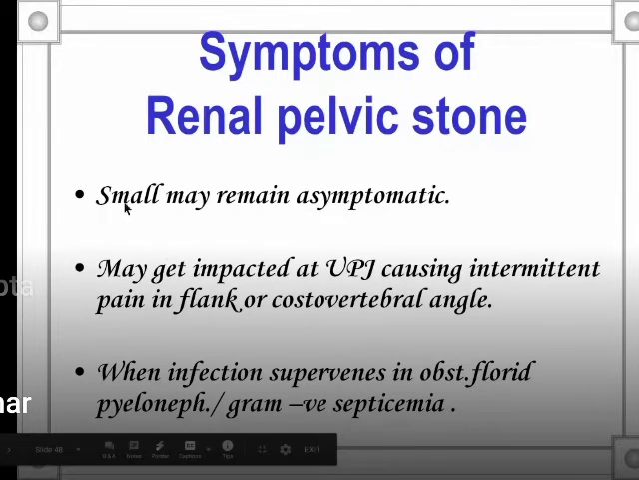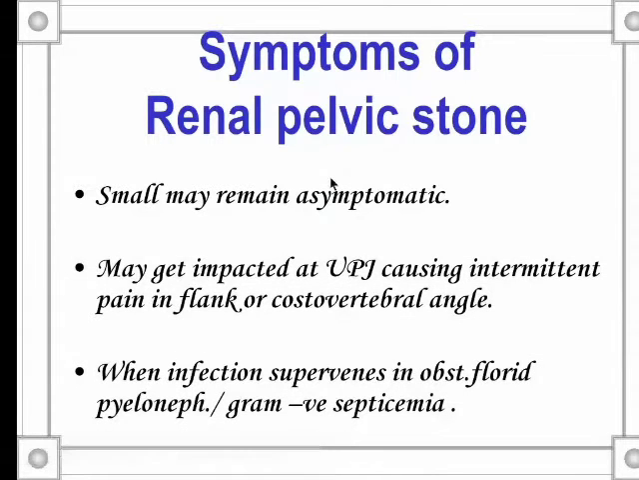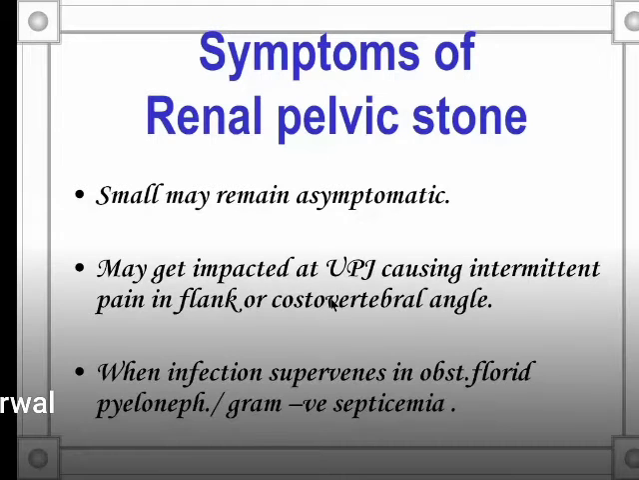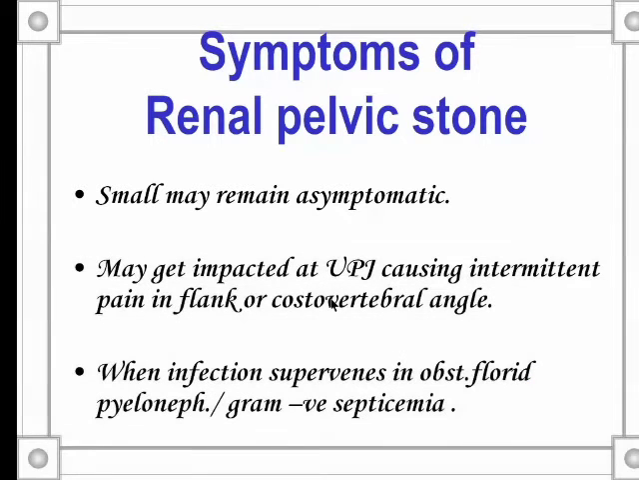Then small stones remain asymptomatic, but they may get impacted when they are dislodged to the ureteral junction. If they are impacted, they will cause intermittent pain in the flank or the costovertebral angle. This will depend upon whether it is causing obstruction or it is not causing any obstruction.